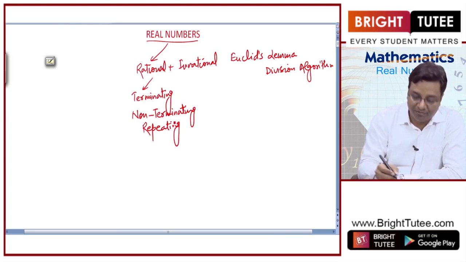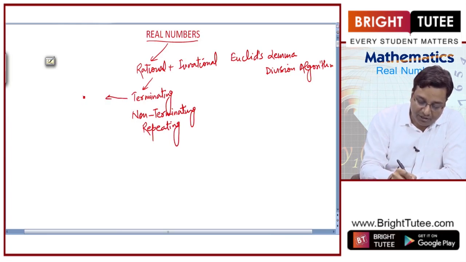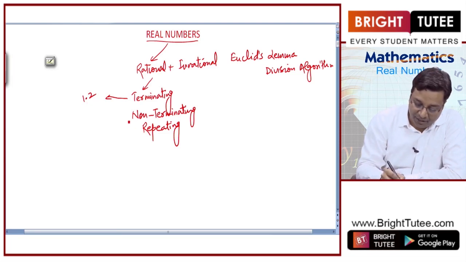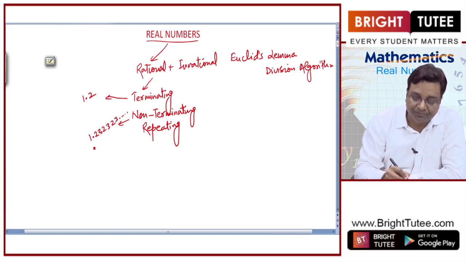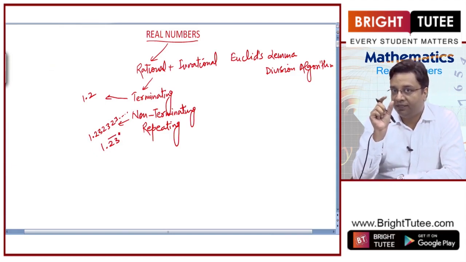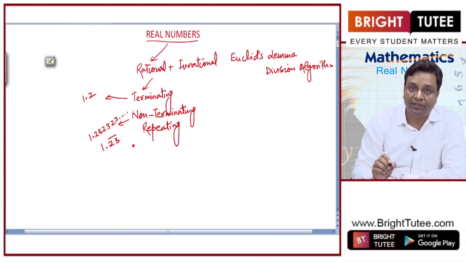If I have to give an example of rational numbers, let us say 1.2, it is a rational number. So it terminated after a time, right? Now if it doesn't terminate, it will start repeating. Let us say 1.23, 23, 23 and so on. So we write such numbers by putting a bar on the repeating digits. So this is 1.23 with a bar over 23.